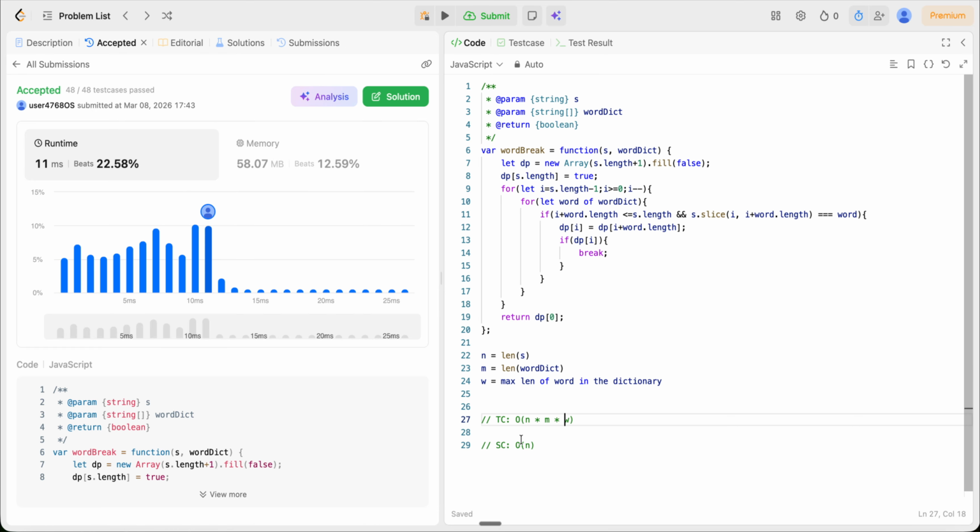So it will be m into n into w. So that is the time complexity, and space complexity is big O of n. I hope the solution is clear. Thank you.